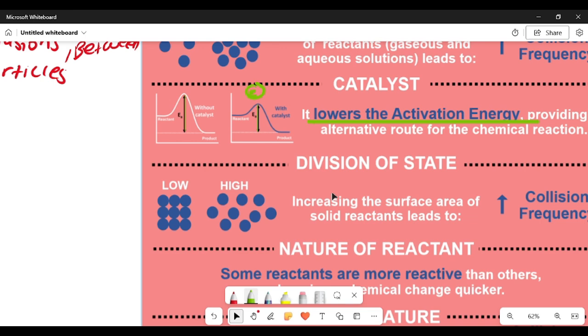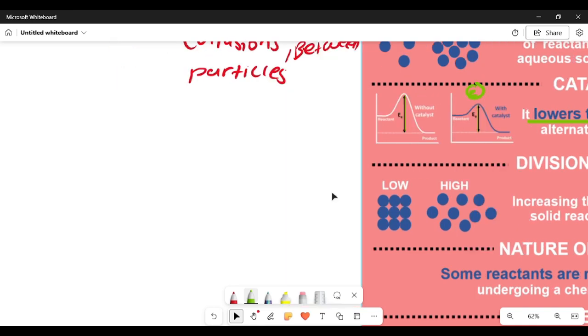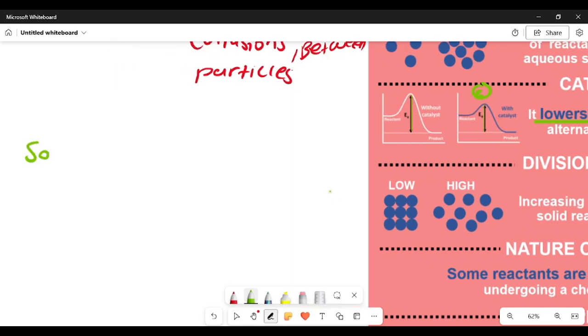Now, when you are changing the state, let me make an example with regards to moving from a solid to a liquid.